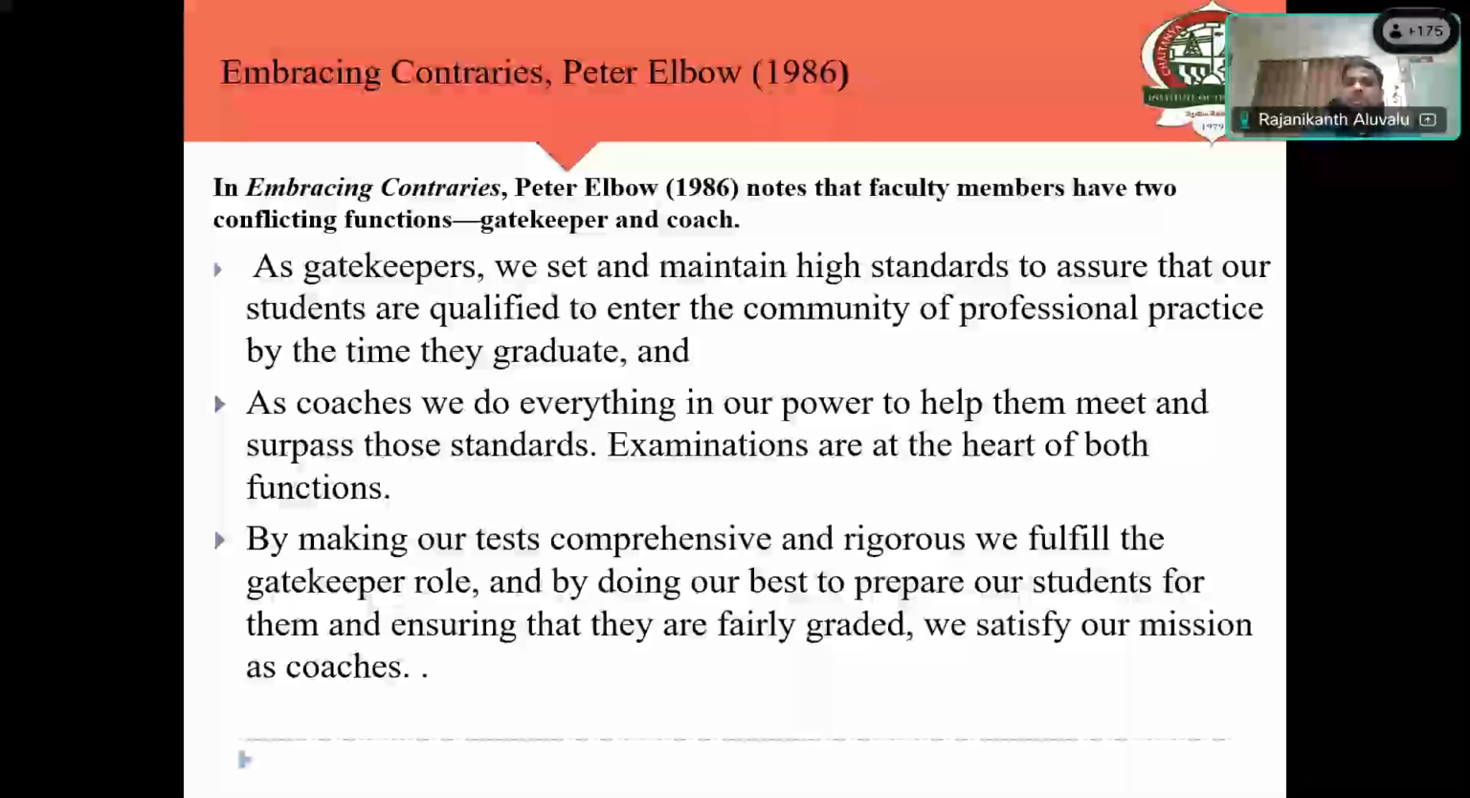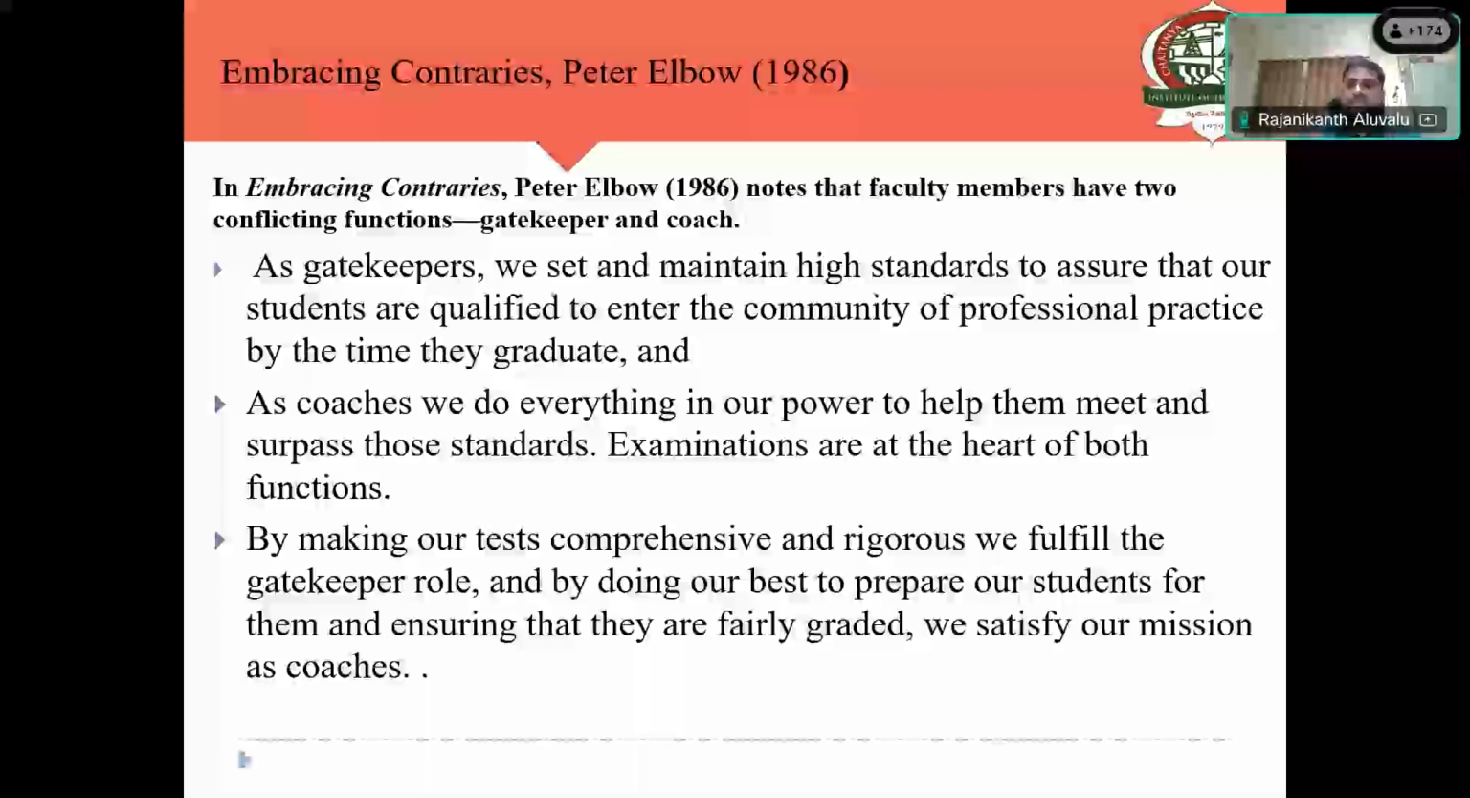faculty members actually have two conflicting functions. One is that you should be a gatekeeper and a coach. So as a gatekeeper, what do you need to do? As a gatekeeper, we set and maintain high standards to assure that students are qualified to enter the community, right? We do not want a student whose learning has not taken place to go to the market, to the community, right? That's the role of a gatekeeper.